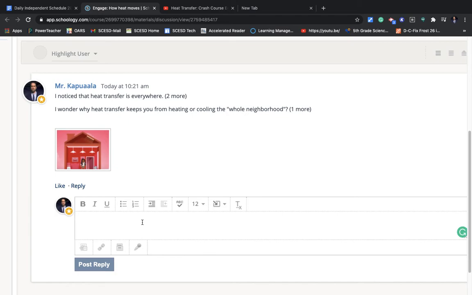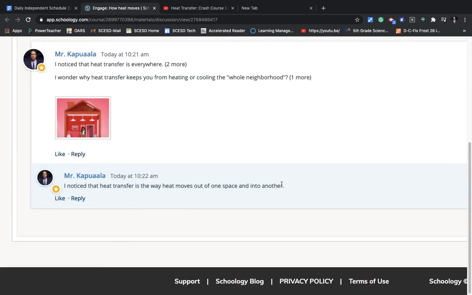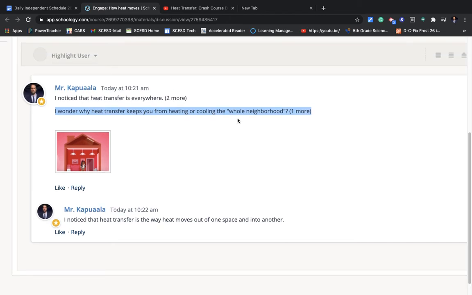I noticed that heat transfer is the way heat moves out of one space and into another. This has to do with the post. It's almost a direct comment on the person's I wonder.